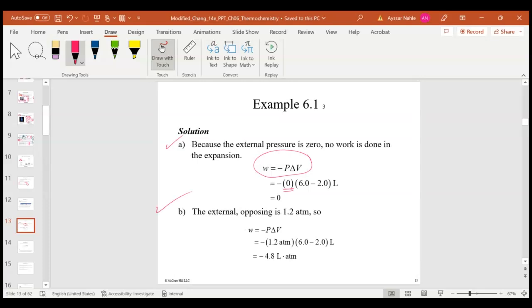Now, the external opposing pressure is 1.2. So you apply the same equation, but set the pressure as 1.2, and you will have it actually as much. That's minus. Minus means the work has been done by the gas, by the system. Okay.